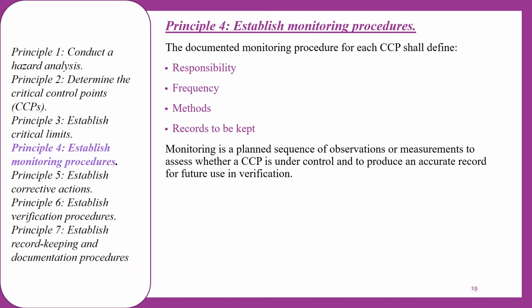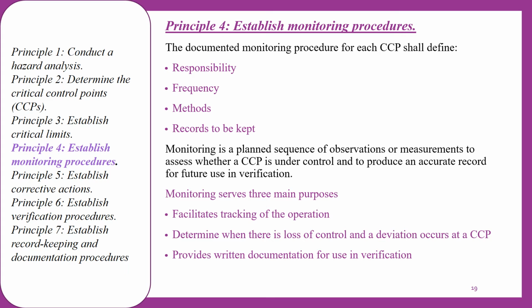Monitoring is a planned sequence of observations or measurements to assess whether a CCP is under control and to produce an accurate record for future use and verification. Monitoring serves three main purposes. Firstly, monitoring is essential to food safety management because it facilitates tracking of the operation. If monitoring indicates that there is a trend towards loss of control, then action can be taken to bring the process back into control before deviation from a critical limit occurs.